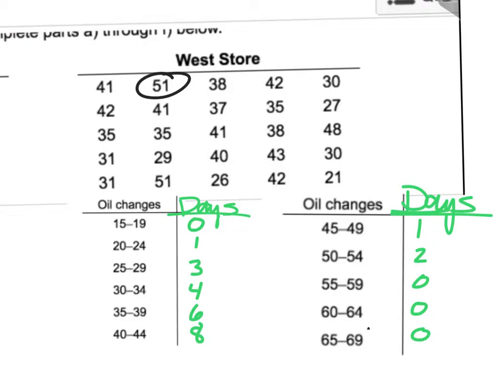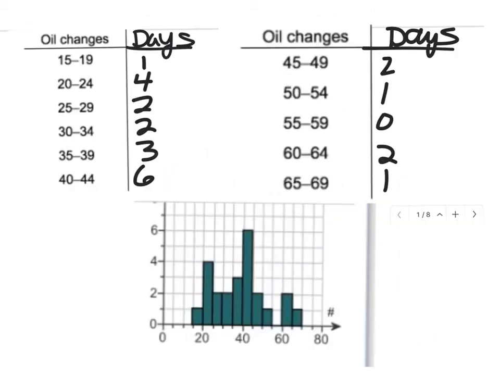But this completes part A for the question. We made a frequency distribution for both the East store and the West store. So then part B of this question gives you multiple choice, where it gives you several different histograms and asks you to match up the correct histogram with the distribution.